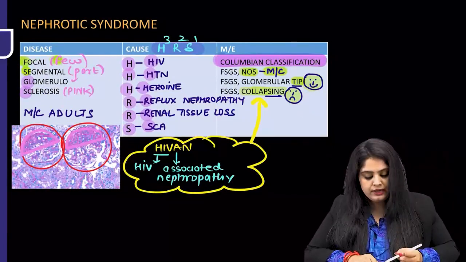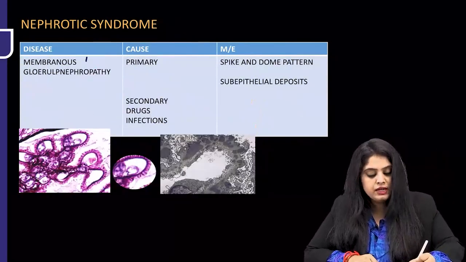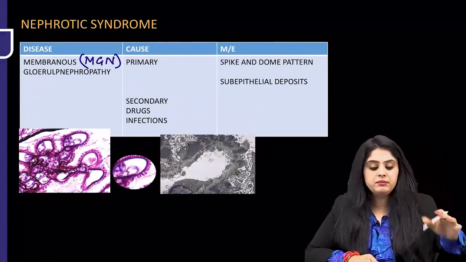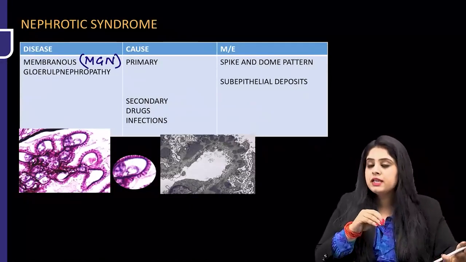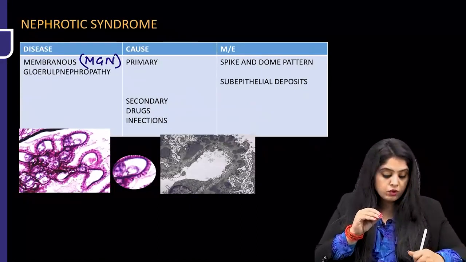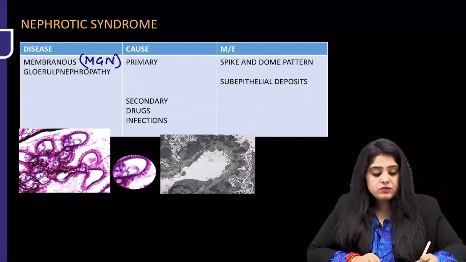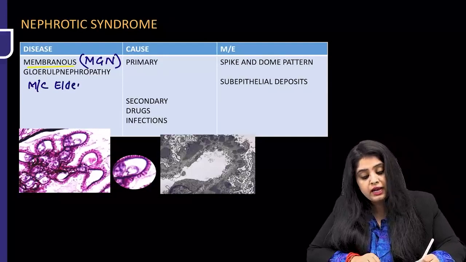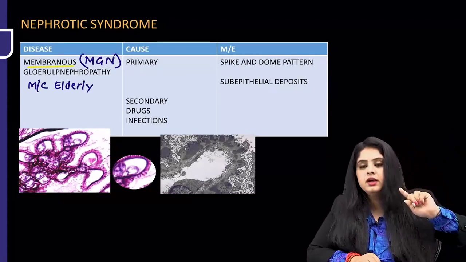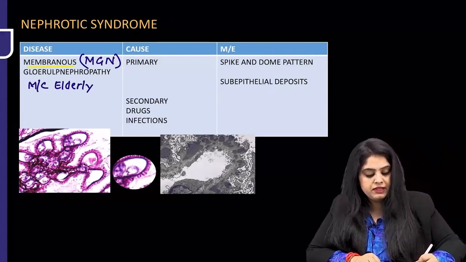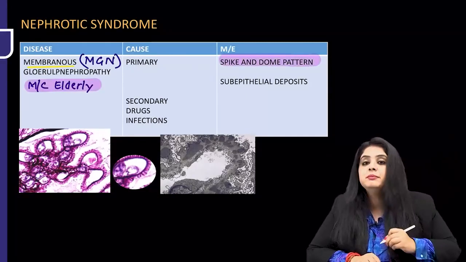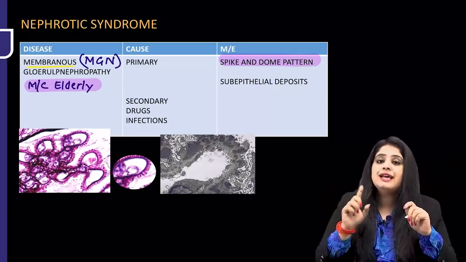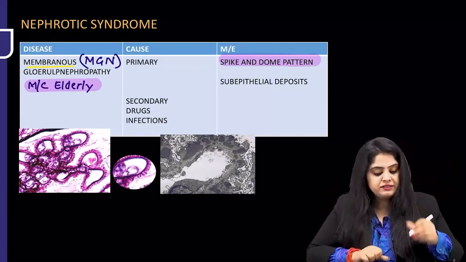Adult ke baad let us go to elderly. The elderly is going to show you MGN. MGN is membranous glomerulonephropathy. Membranous glomerulonephropathy mein I have, before I tell you the full detailing, there is a way of learning MGN which I want all of you to know. That MGN is the most common that you see in elderly. So you will say at what kind of age? Peak of the age. Peak of the age pe dikhega, one thing, and peak of the pattern will be seen, spike and dome pattern. So remember, MGN is seen on peak of the age and it is seen in peak of the pattern.